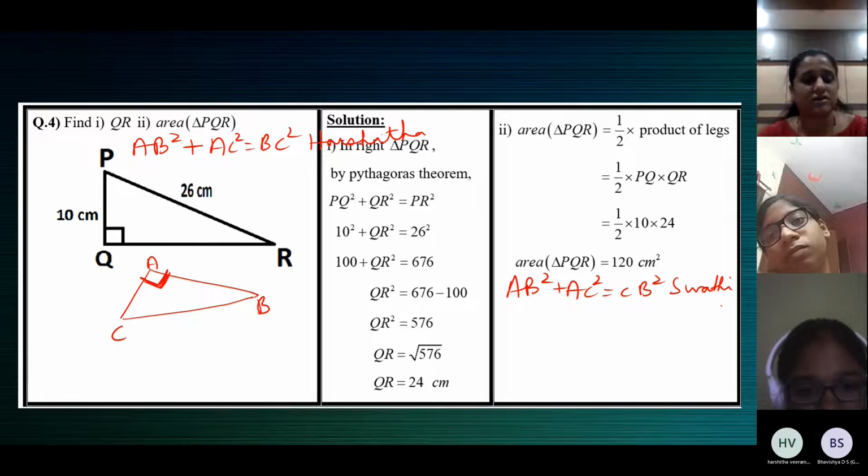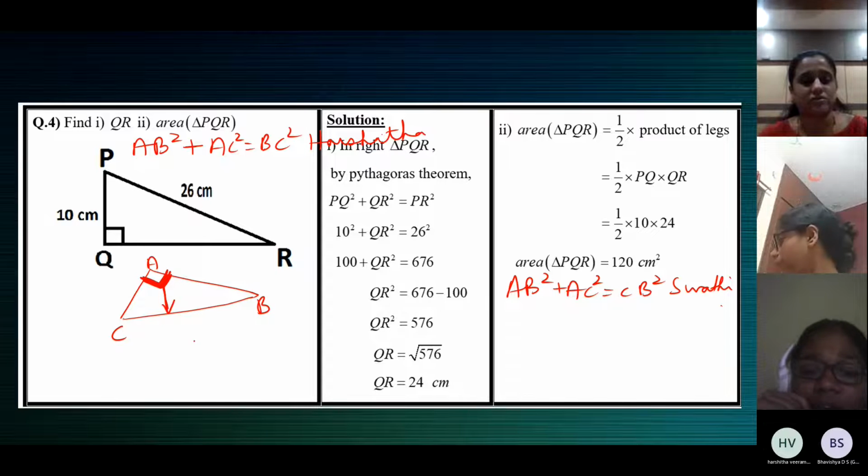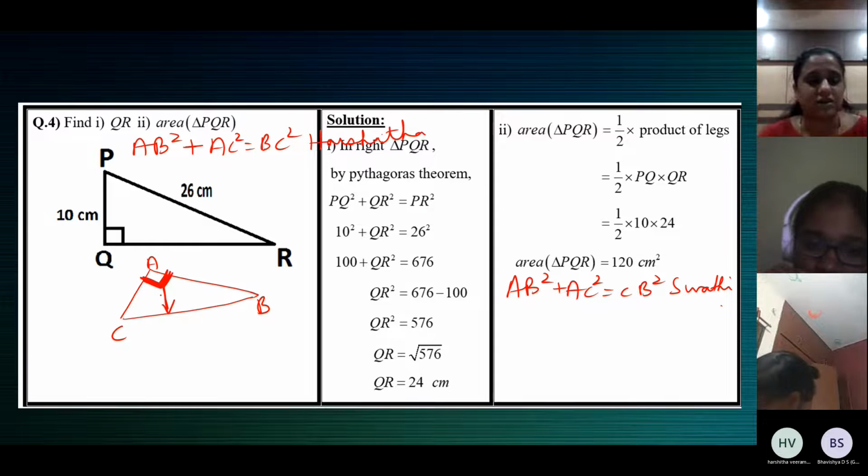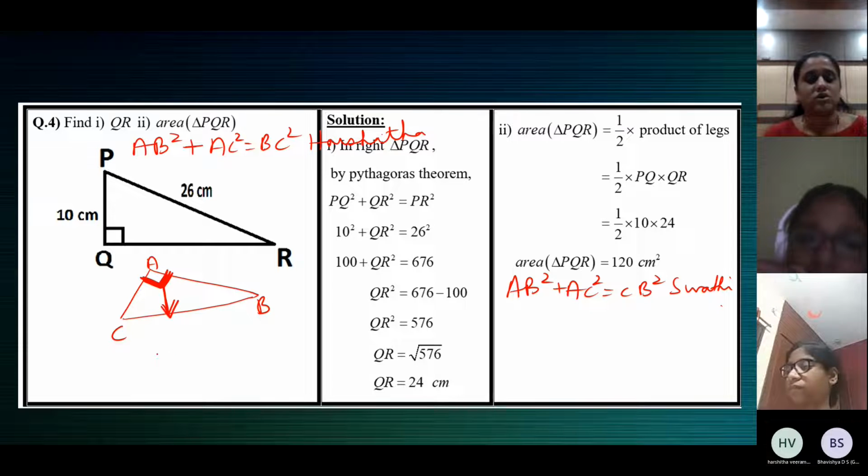Bhavishya and Nandana, this is the right angle. So the side opposite of the right angle is the hypotenuse. BC is the hypotenuse. This is the right angle. Opposite of the right angle is the hypotenuse. BC is the hypotenuse. You must square it, and it should be alone in the LHS or RHS.